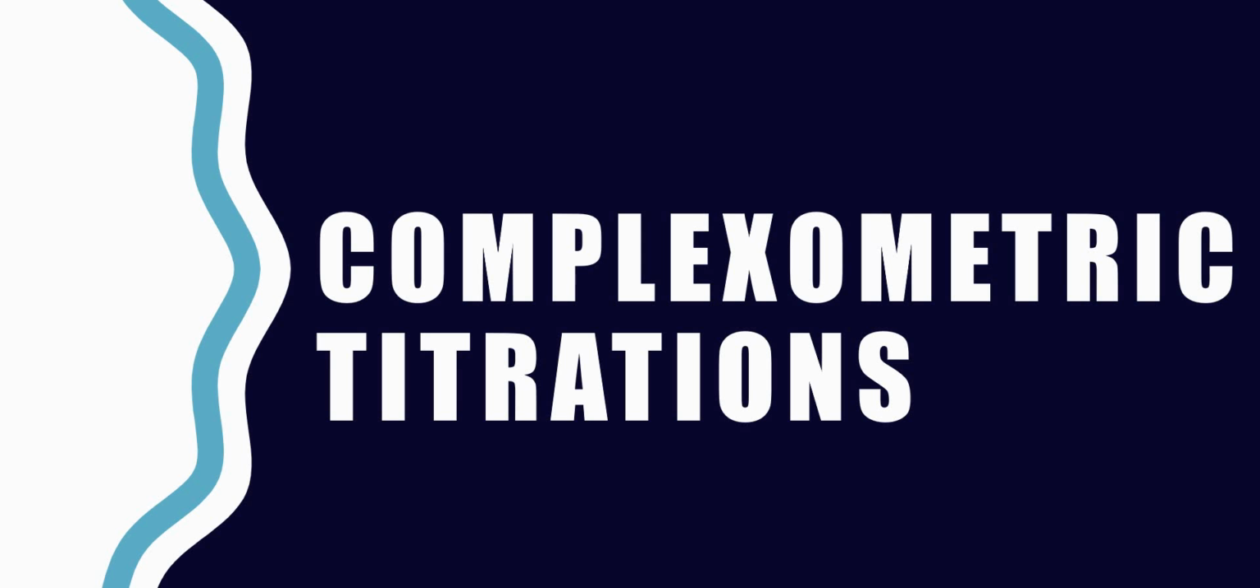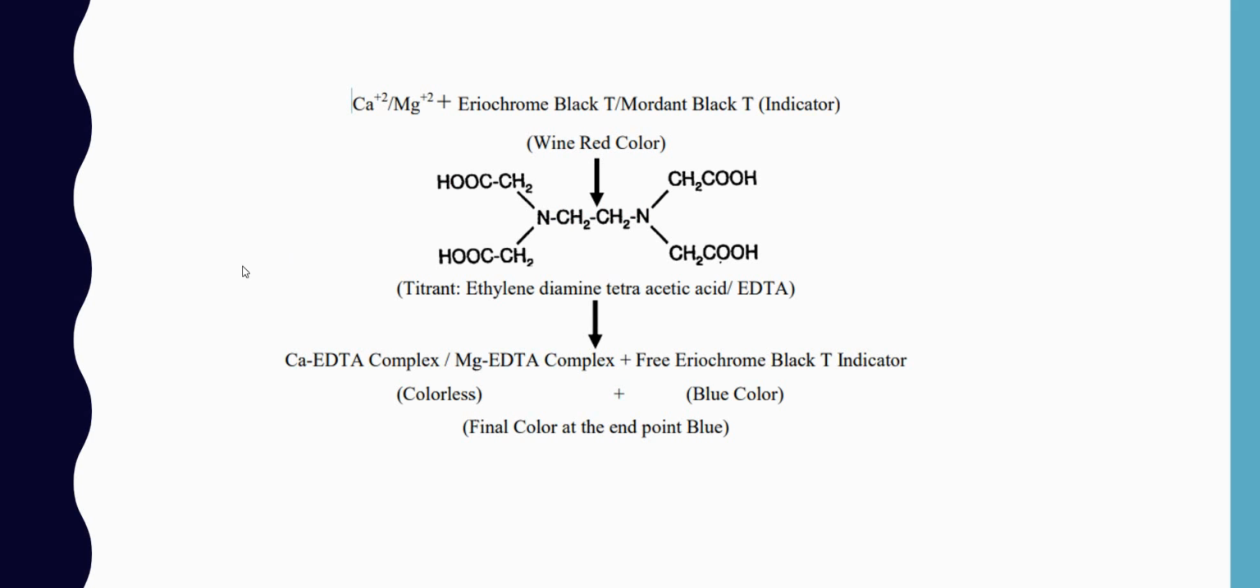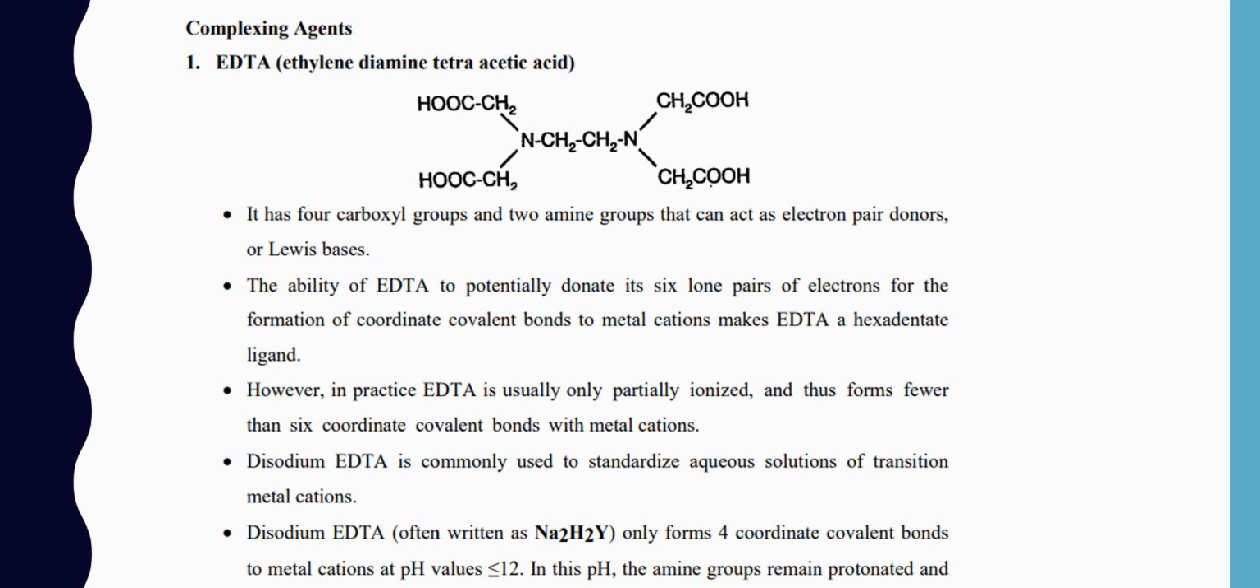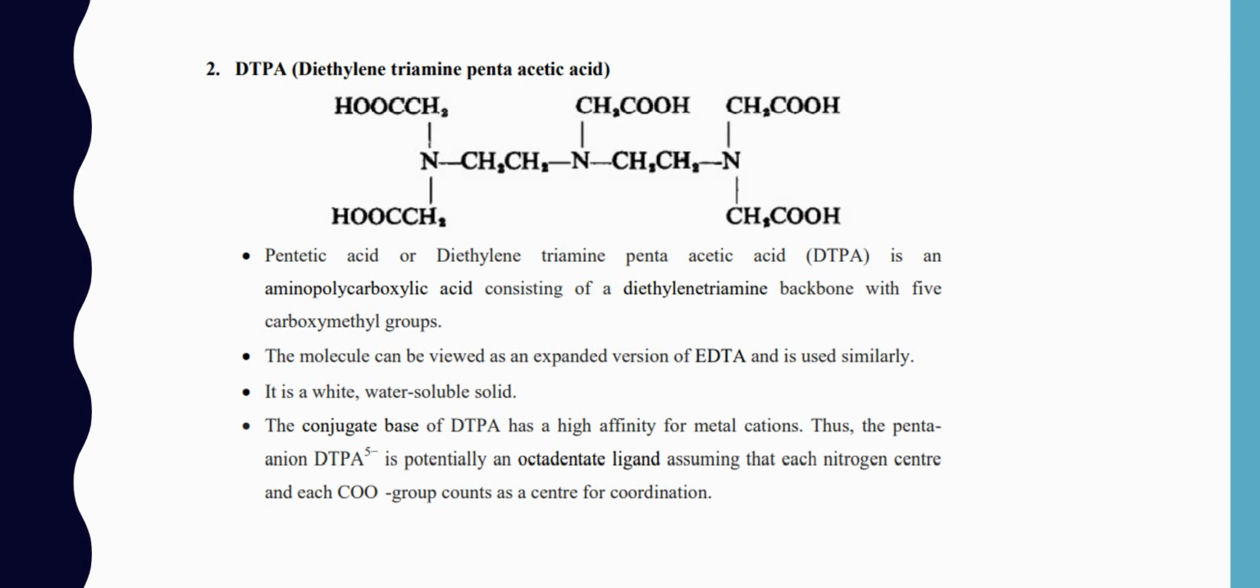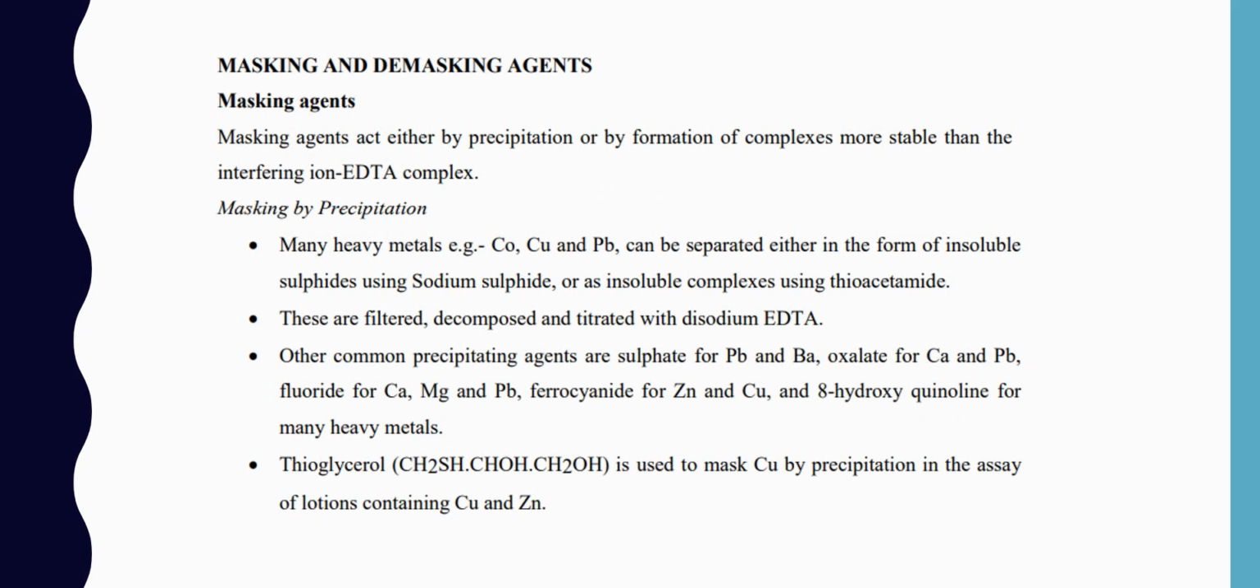Next, we studied complexometric titrations. So in complexometric titrations, we studied what they are, the principle behind complexometric titration, how the complexation is taking place, and how the indicator is working, the change in the color of the indicator. So this is very important. Then we studied different complexing agents, first EDTA, that is ethylene diamine tetraacetic acid, DTPA, diethylene triamine pentaacetic acid, and EGTA, ethylene glycol bis aminoethyl ether tetraacetic acid.